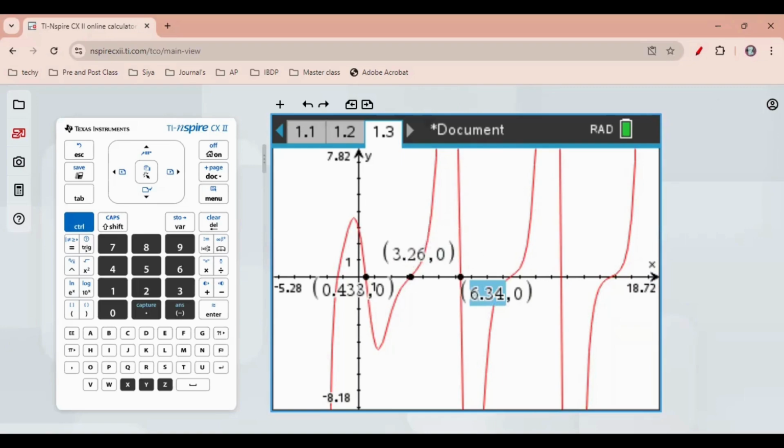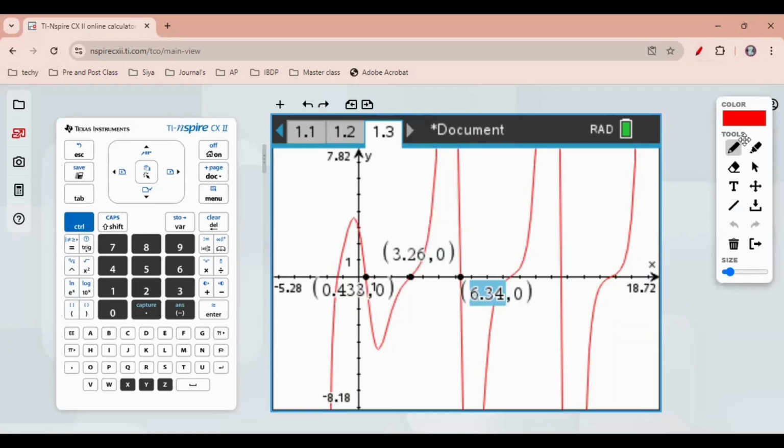Right? What we are looking for is at which interval the graph is above the x-axis. From 0 to this intersection, it's above the x-axis. So this is the interval I'm looking for. But next is below 0, that is 0.433 to 3.26. It's below 0, so we are not going to take that. But after that, it's completely above the x-axis, from 3.26 to 6.34.